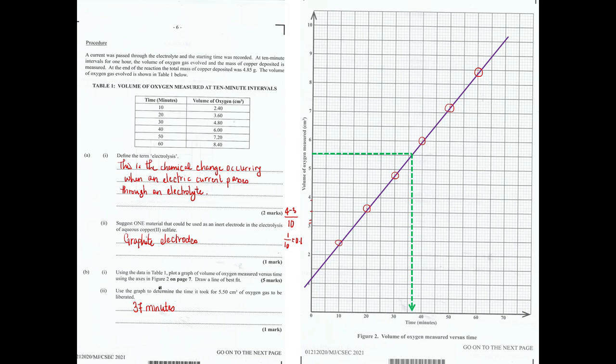Then they said use the graph to determine the time it took for 5.5 cubic centimeters of oxygen gas to be liberated. So you just go from the 5.5 mark. That's the amount of oxygen, so it tells you that. Bring it across and down. Never mind, mine is a little off because I couldn't get it formatted based on the computer, but it should be running straight on this 5.5 line and straight down. Based on how it should be, you should have gotten about 36, 37 minutes, right? So to determine the time, 36, 37 minutes around there would have been good.